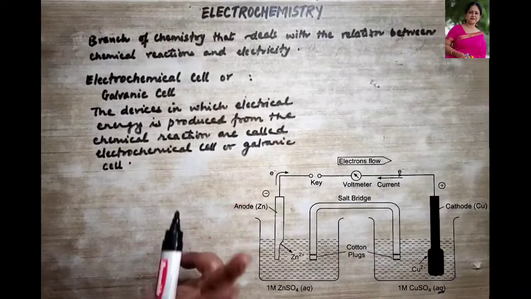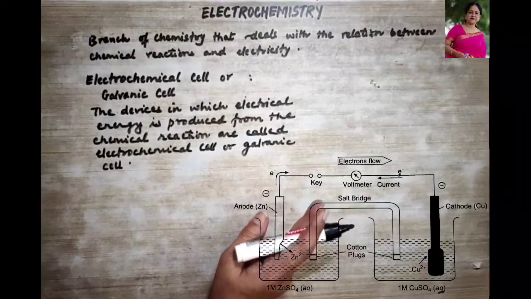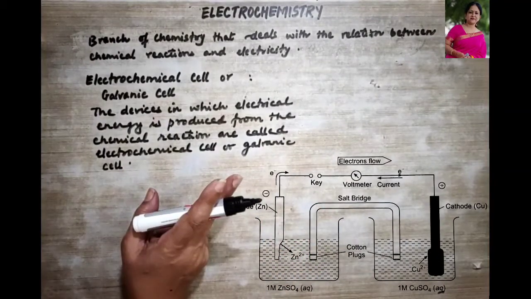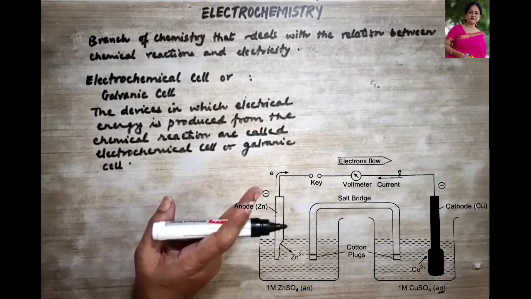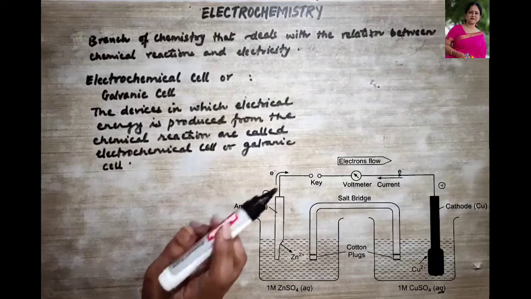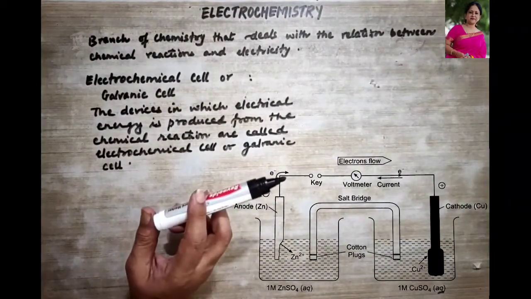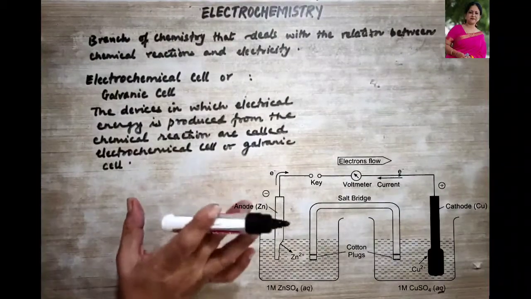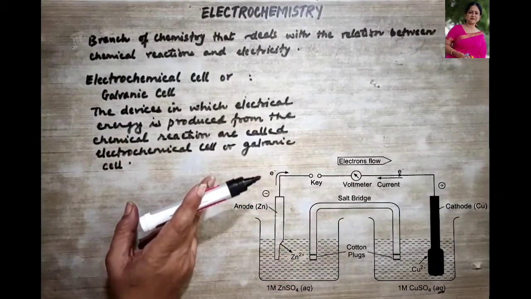So if you look at the figure, you will see that a galvanic cell consists of two electrodes which are immersed in the solutions of their respective salts, right? The two electrodes are connected externally by a metallic wire through a voltmeter or an ammeter, right? There is a switch and internally they are attached by a salt bridge. Now what is a salt bridge? I'll explain just now. First understand the figure that is given over here.